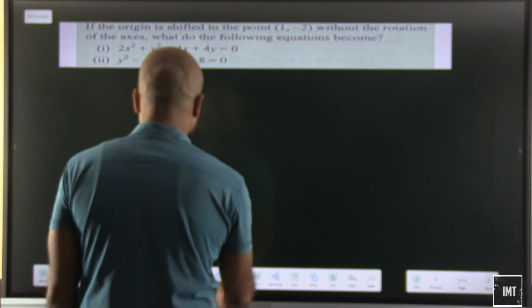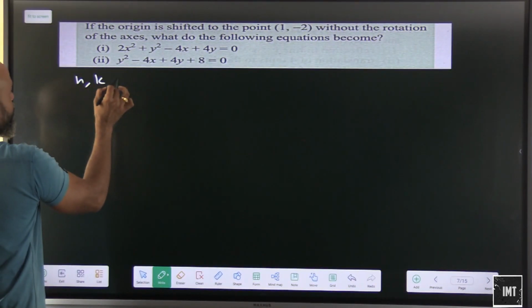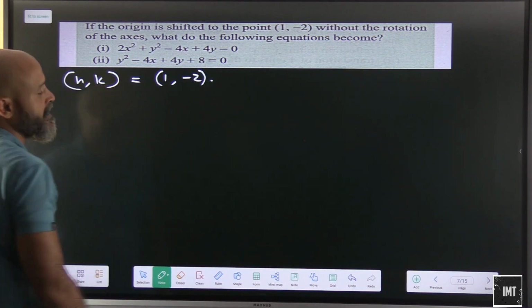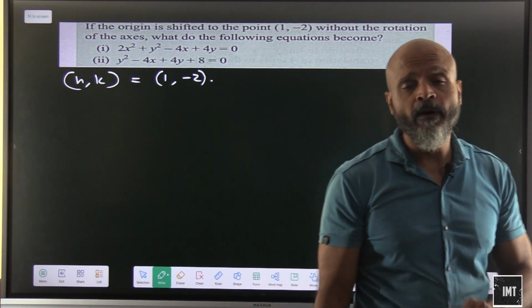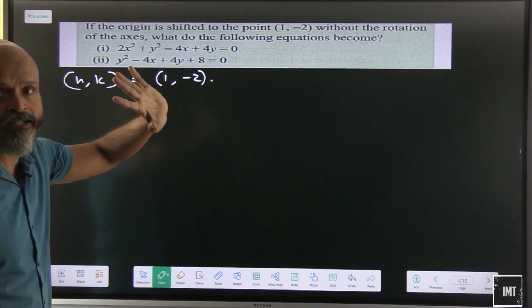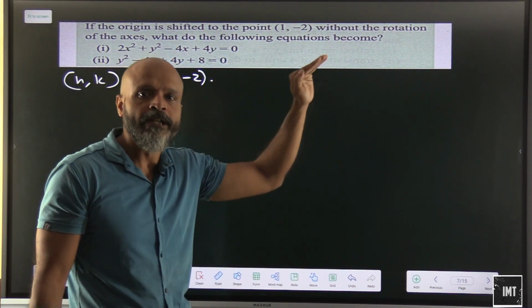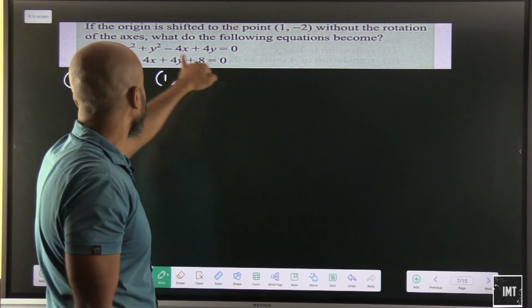If the origin is shifted to a point, so here we have (h, k) equal to (1, minus 2). So the origin (0, 0) has been shifted to a new point (h, k) that is (1, minus 2) without rotation of the axes, which means that it is parallel to the original axis. So the new axis which is formed here is parallel to the original axis. What do the following equations become?